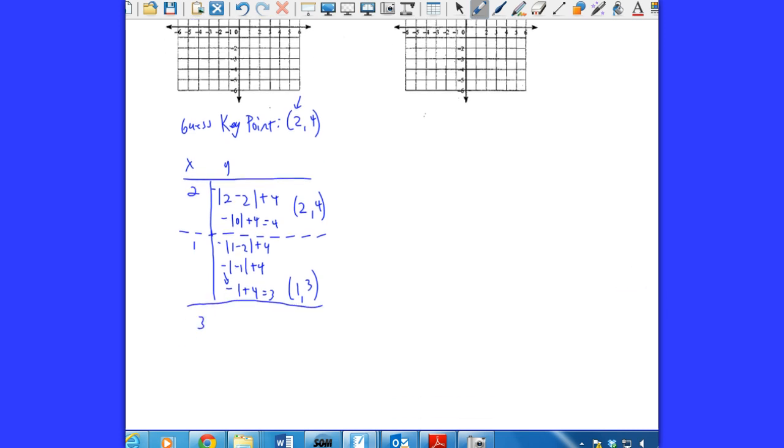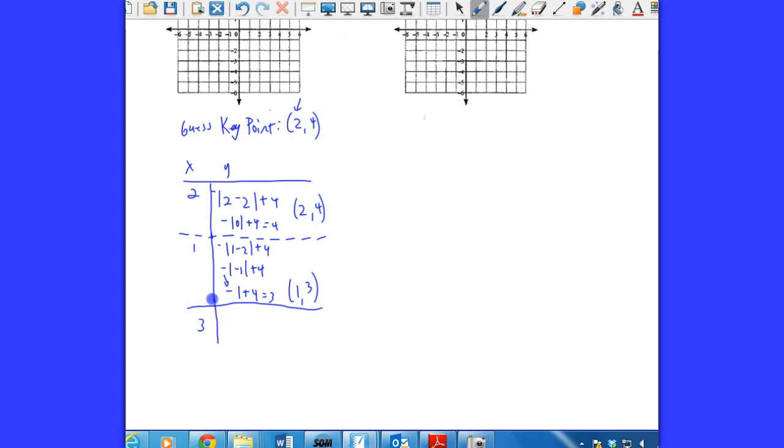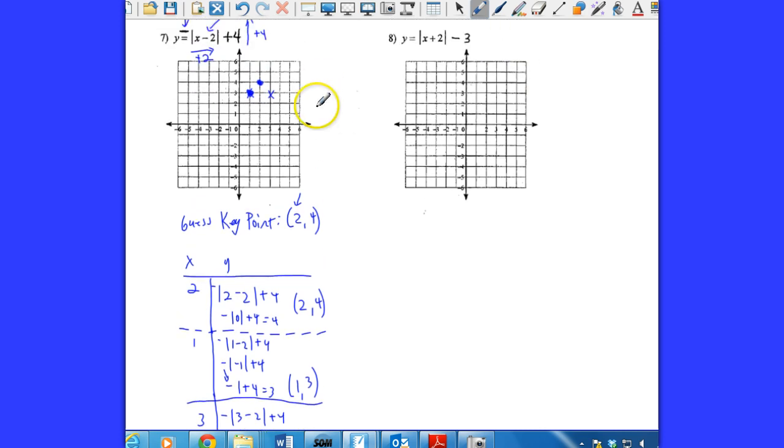X is 3, so let's plug it into the original equation, with the negative sign. 3 minus 2 plus 4. Okay, so that negative sign is right there. The absolute value of 3 minus 2 is 1, plus 4. The negative sign, absolute value of 1, that's negative 1 because that's 1, and then the opposite of that is 4. So I do have the point 3, 3. And 3, 3 is what I guessed, so there it is.